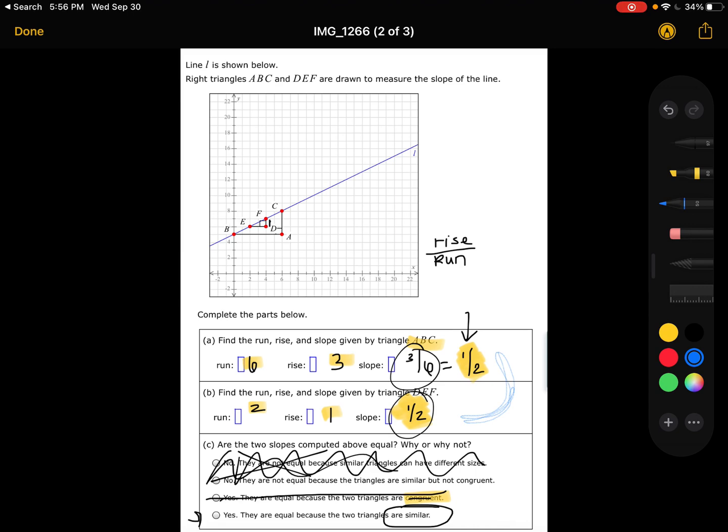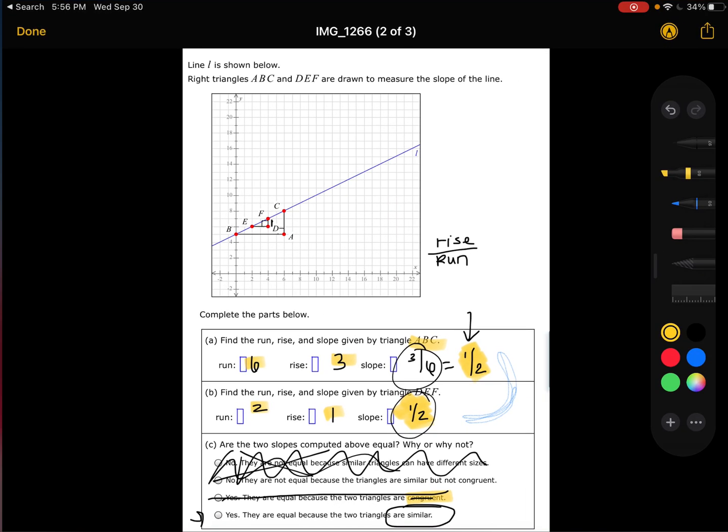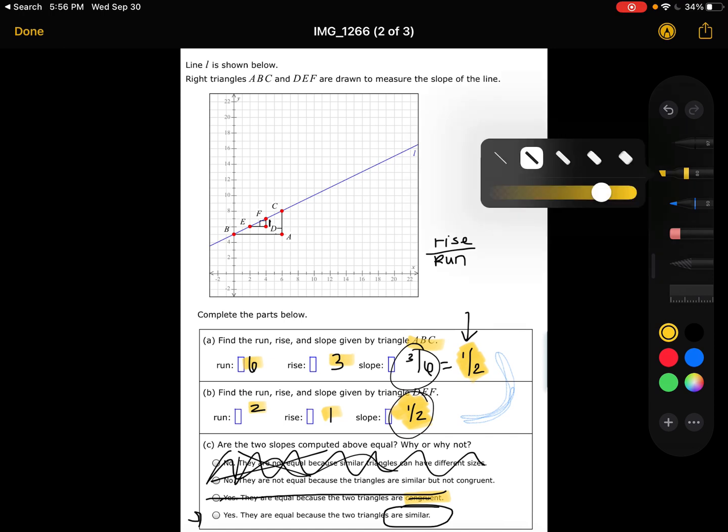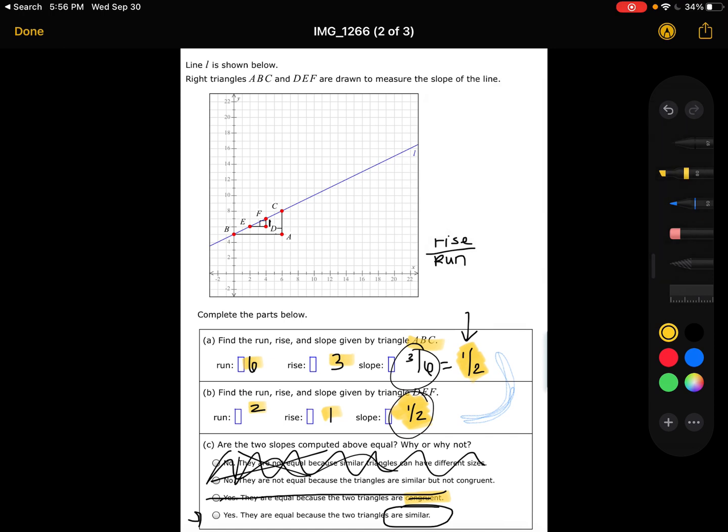So for this answer at the bottom, you're always going to click yes, they are equal because they are similar. And if these aren't similar, they're not equal, then it's just wrong. So that is how to do this question. I've seen this one a lot, so hopefully this was helpful, and good luck.